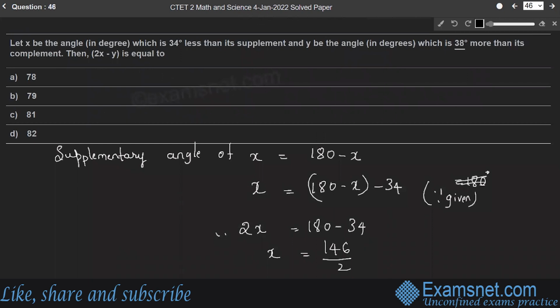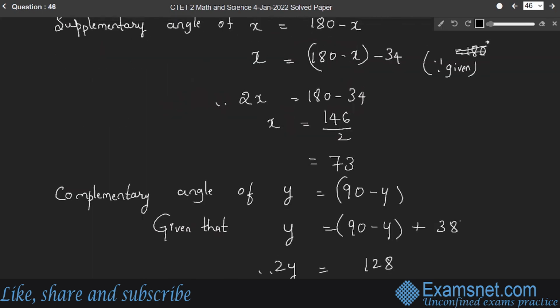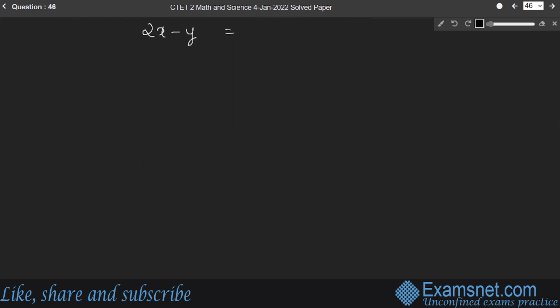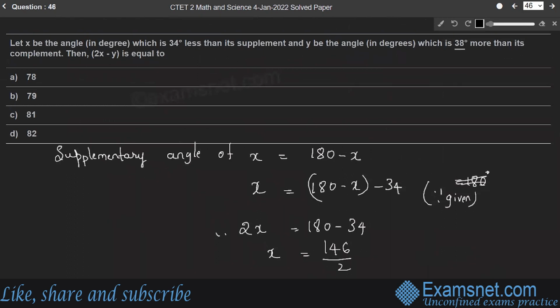Then 2x minus y is equal to, the value of x is 73, so 2 into 73 minus y, which is 64. That is 146 minus 64. That is 82. Therefore, 2x minus y is equal to 82, option D.